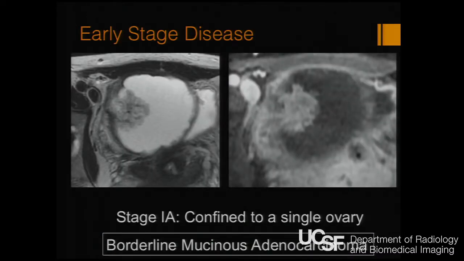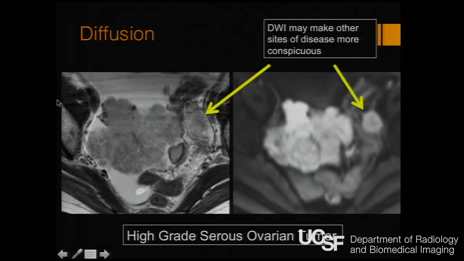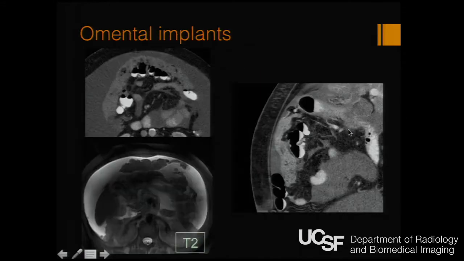Early stage disease, once again, this is going to be confined to a single ovary. This is a borderline mucinous adenocarcinoma. Again, it's very difficult to tell if this is going to be a stage 1 or stage 2. This is a more high-grade tumor. Again, on imaging looks very similar. There's a little bit of ascites, but I use this to talk about the usage of diffusion. Just like what we talked about in endometrial cancer, this can help identify other loci of disease, and this is actually a second tumor on the other side, which is much more visible on the restricted diffusion than the other one.